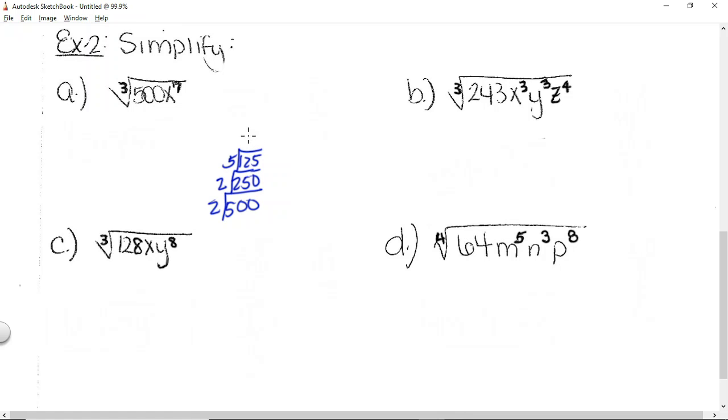And 125 divided by 5 is 25. Okay, we used 5 again. And 25 divided by 5 is 5. And now we're at a prime number, so all we do is divide it by itself. And 5 divided by 5 is 1. And now we have it all, it's all caked out.